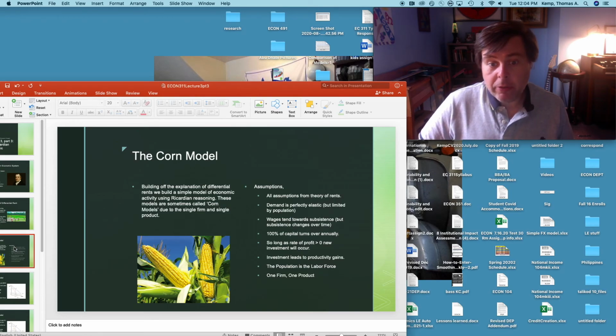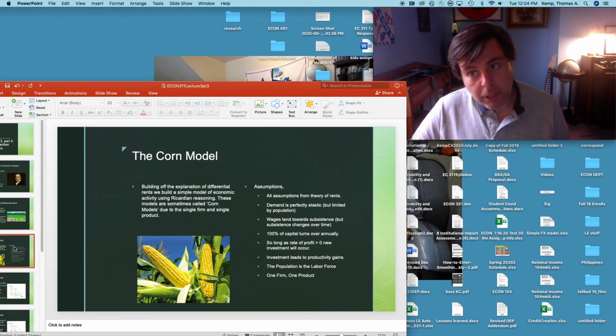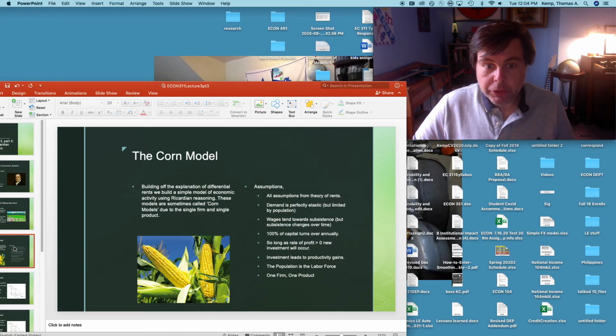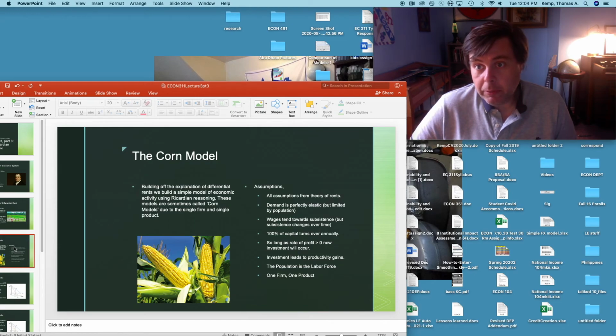We're going to assume that demand is perfectly elastic, but limited by population. So in other words, if you make more corn or whatever our food product is, people will eat more of it until they're full, and then they won't eat any more. Essentially demand is individual food satiation times population. So it's basically the same as Smith. People will eat more, but they're limited by the size of their stomachs. I think it's pretty close to Smith's turn of phrase.